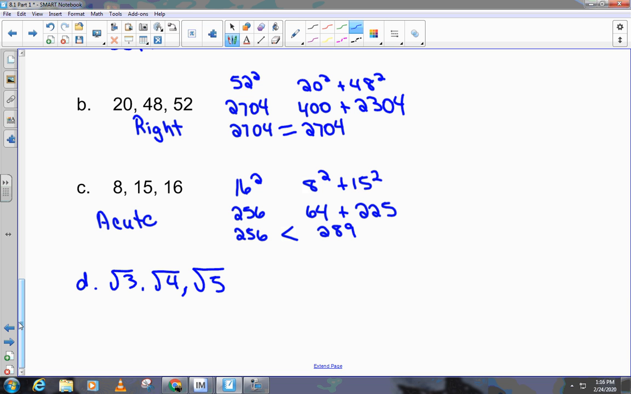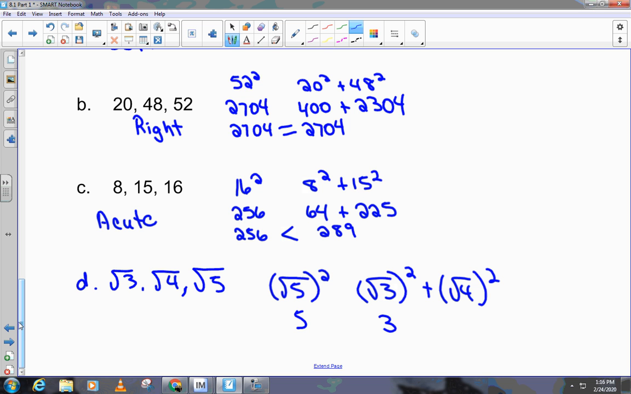So is it a triangle? Yes, because the sum of the two smaller is greater than the larger, so it is. All right, so now I want to see what kind of triangle it is. So I take the longest side and square it, and then I take radical 3, square it, plus radical 4, square it. What is radical 5 squared? 5. What is radical 3 squared? What's radical 4 squared? So 5 and then 3 plus 4 is 7. The longest side is smaller than the other two added together. So this is acute.